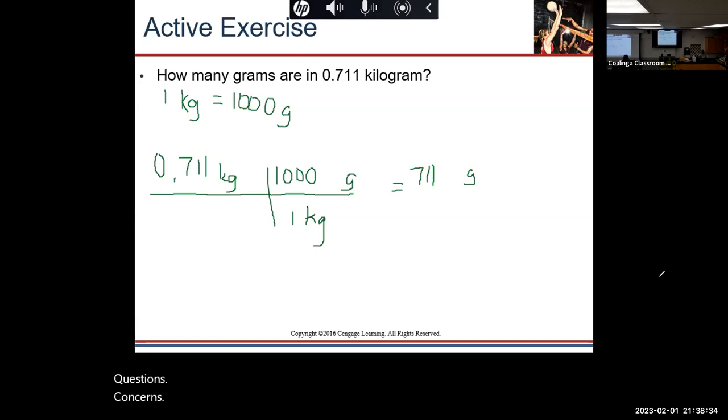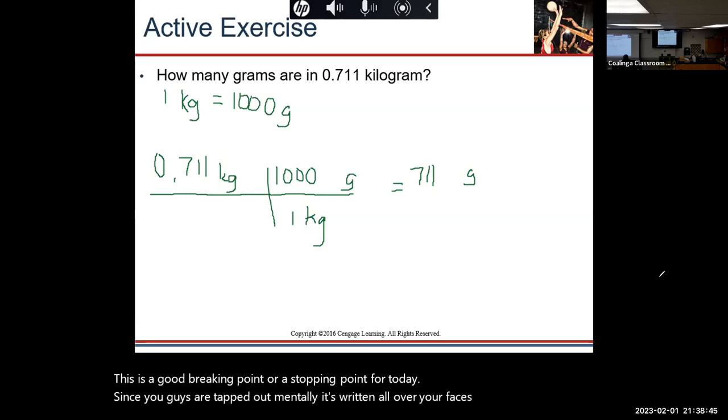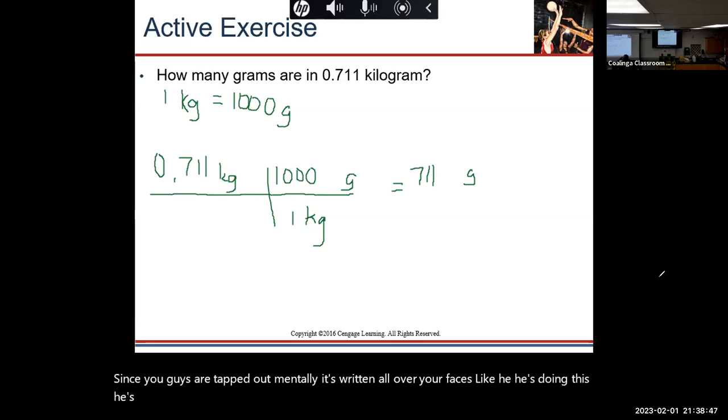Okay, this is a good breaking point or a stopping point for today, since you guys are tapped out mentally. It's written all over your faces. He's doing this, he stuck 3 toothpicks in his eyes and they're still going.